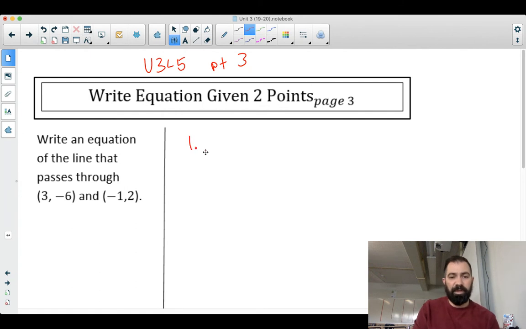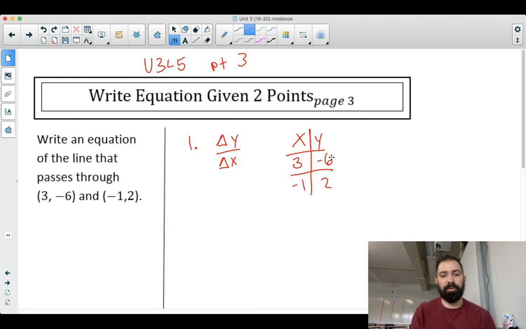Pause the video and then come on back to see if you can do it. We are going to find our change in y over change in x using both of our points here. Remember, we do that by creating a table, or you can use the formula, but I think the table is easier. (3, -6) is our first point, and (-1, 2) is our second point. Change in y over change in x, -6 to 2 is +8. That's our change in y. Our change in x, 3 to -1 is -4. So your slope is 8 divided by -4, which is -2.